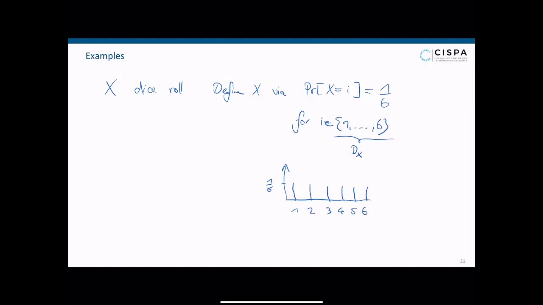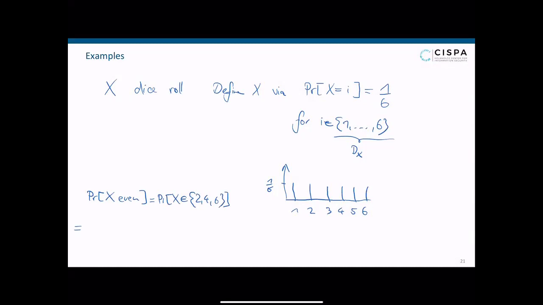And of course, since we have defined random variables this way, we can also define events differently. For instance, what's the probability that x is even? Our dice roll returns something that's even. That's of course the probability that x is in {2, 4, 6}. We can write it this way.